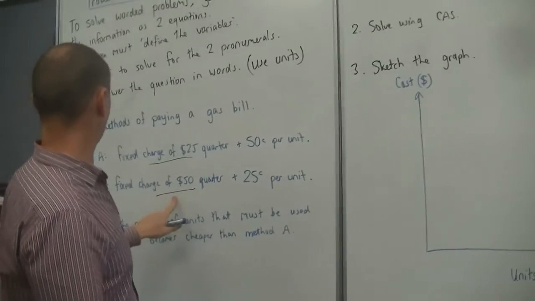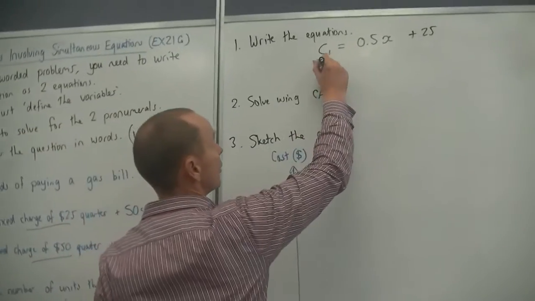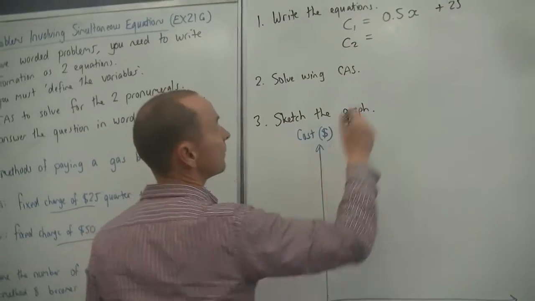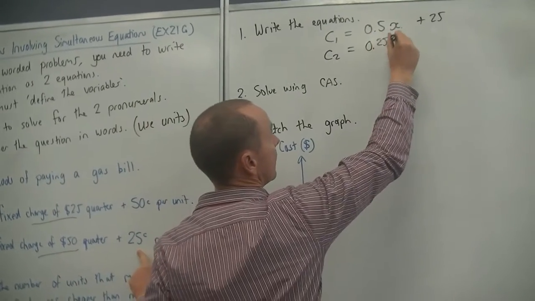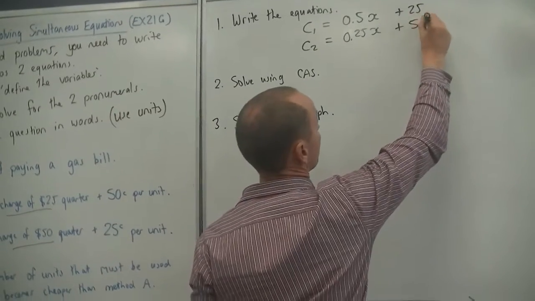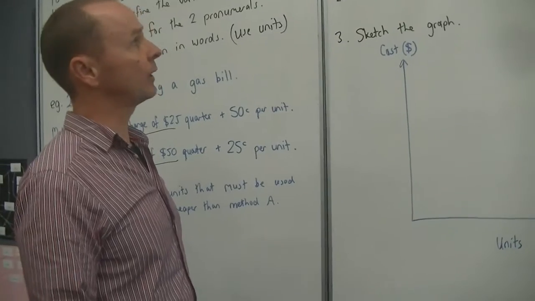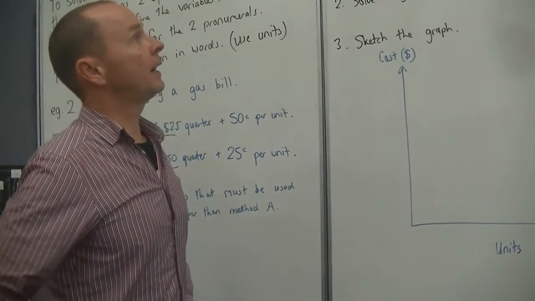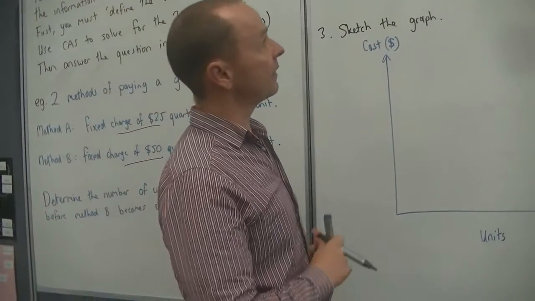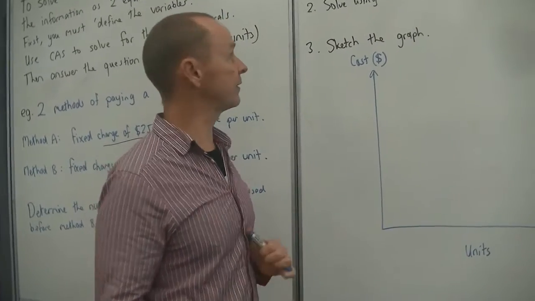Alright, the next one has a fixed charge of $50, but it's 25 cents per unit. So the cost of method 2 is 25 cents per unit, and it's $50 per quarter. Excellent. So we've got our two methods there. Now, if you want to put this into CAS, you just put the two equations in and solve. I showed you how to do that last lesson.